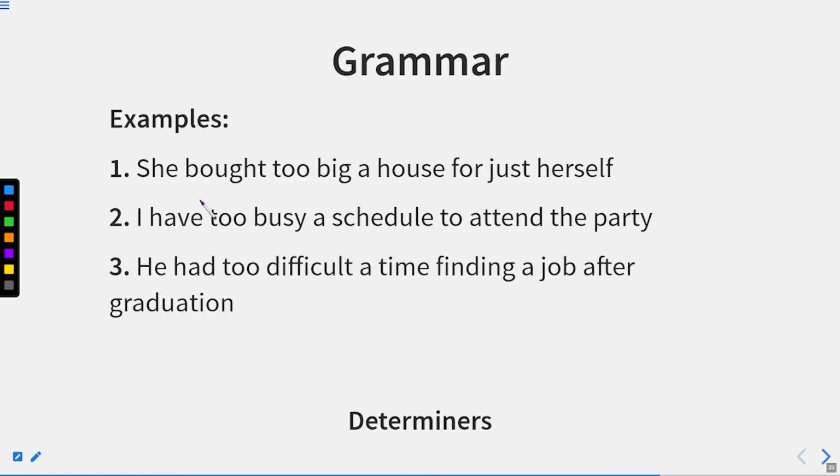For example, she bought too big a house for just herself. I have too busy a schedule to attend the party. He had too difficult a time finding a job after graduation. So these are sentences which have too in the beginning, before the adjective. After that, we have an indefinite article and then we have the noun. So these are very important structures.